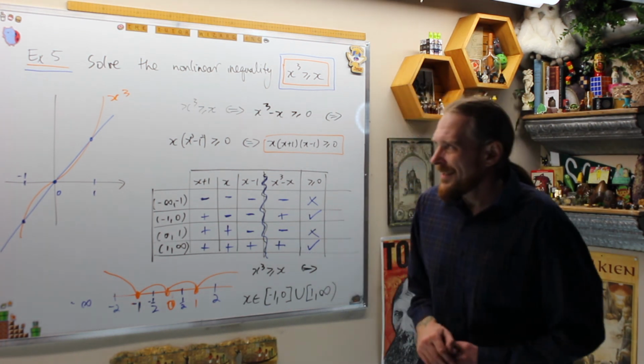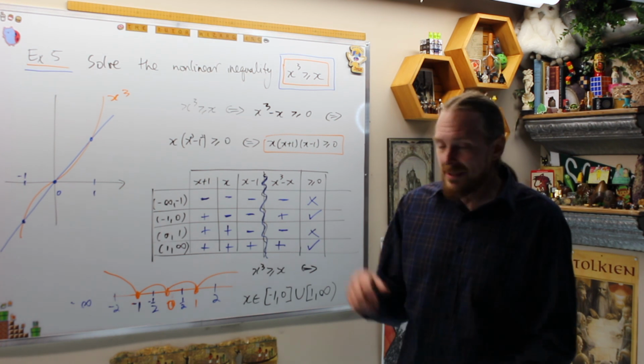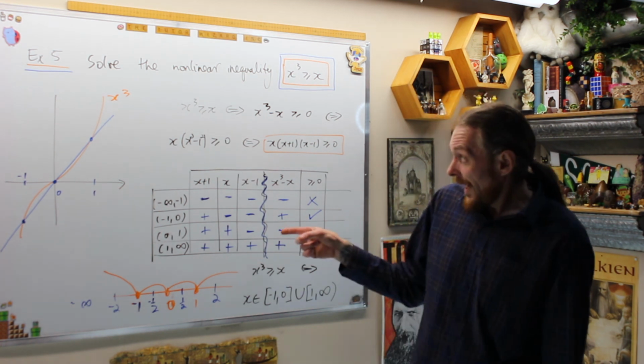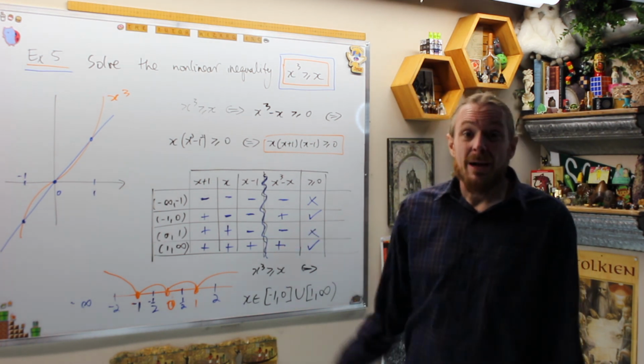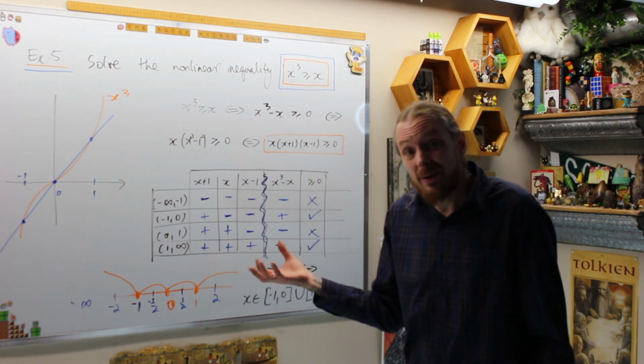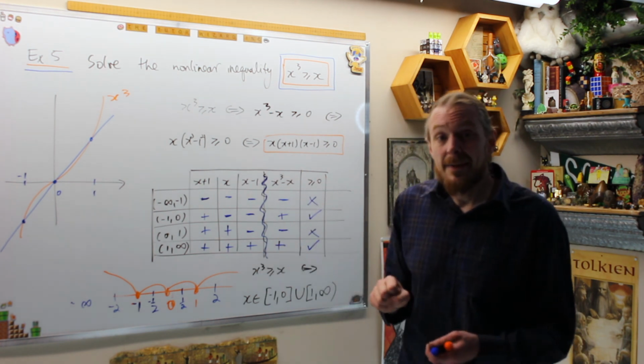We'll do a bunch more next time, and then we're going to continue on with more nonlinear inequalities, and then we'll do absolute values, and then absolute value inequalities with nonlinear factors in there, and then we'll move on from there.